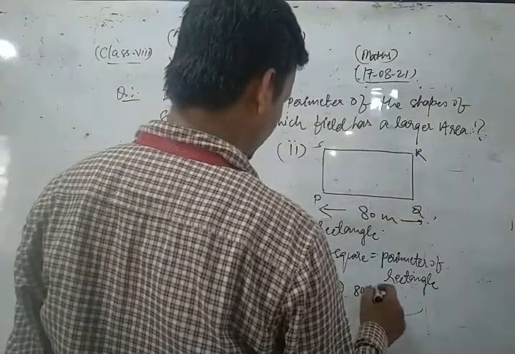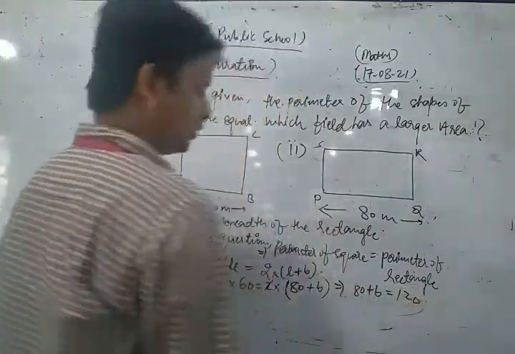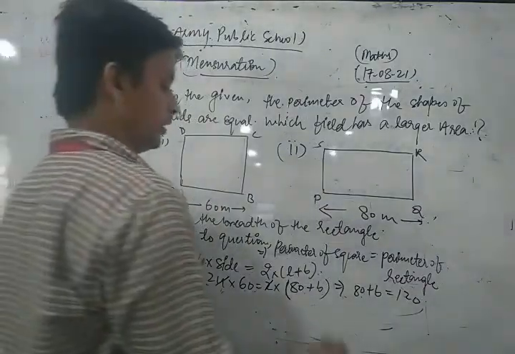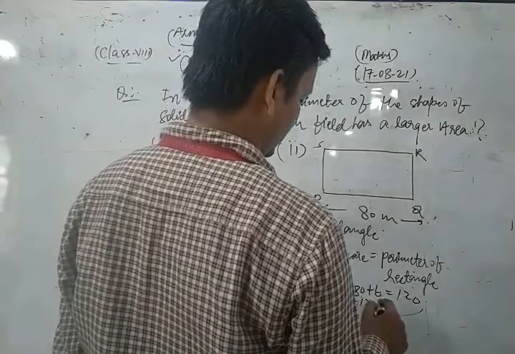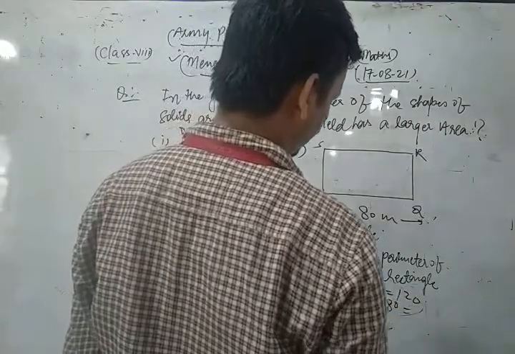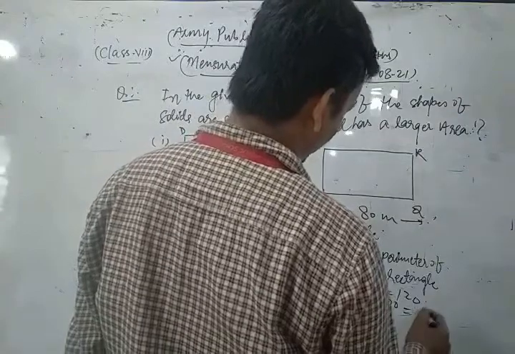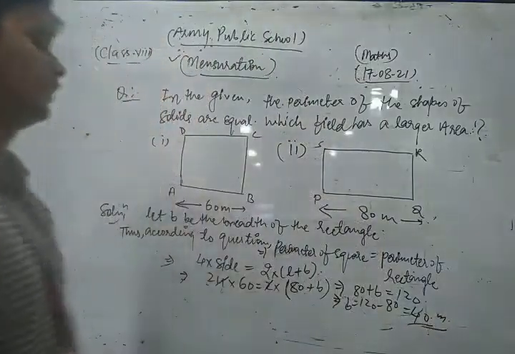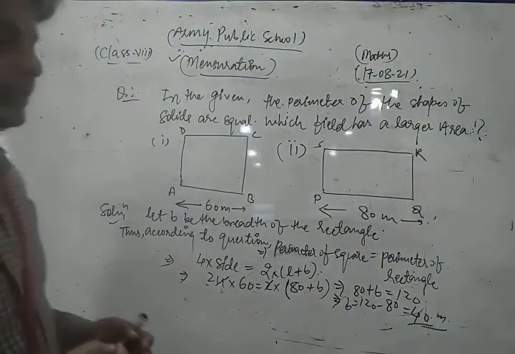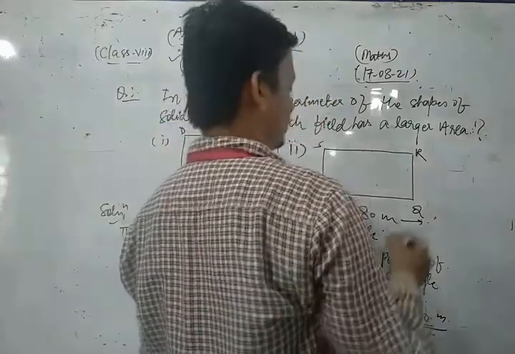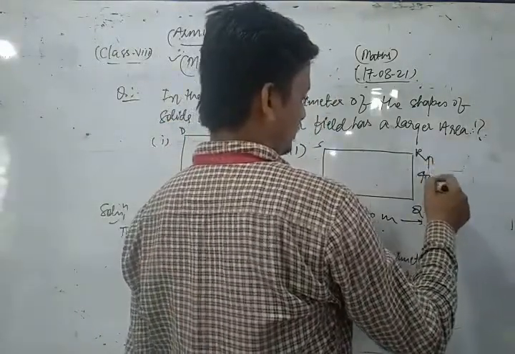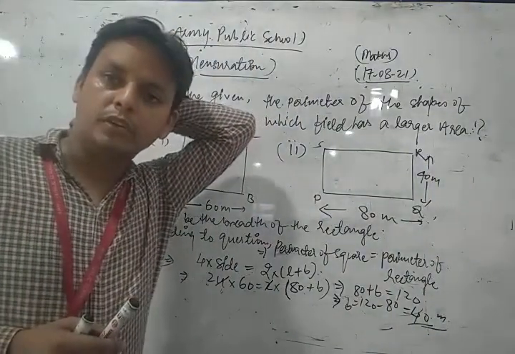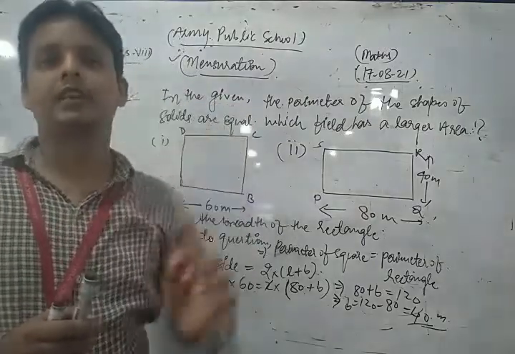So 80 plus b is equal to 120. Now its breadth will be 120 minus 80, that is 40 meters. So in this way, first of all we find the breadth of the rectangular field, which is 40 meters, by using the concept that according to the question, the perimeter of both the fields is the same.